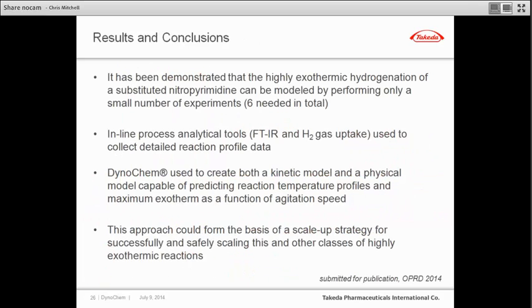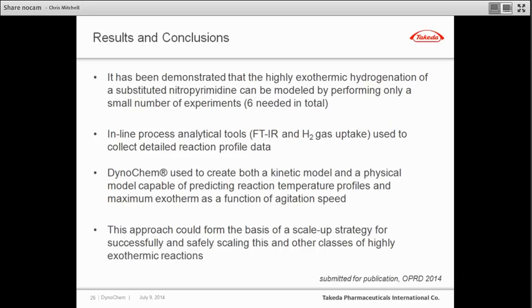We use DynoChem to create both a kinetic model, which was then subsequently expanded into a physical model. This physical model being capable of predicting reaction temperature profiles and maximum exotherm, primarily as a function of agitation speed, but also varying other parameters. And we believe that this approach could form the basis of a scale-up strategy, allowing you to successfully and safely scale highly exothermic reactions such as this.